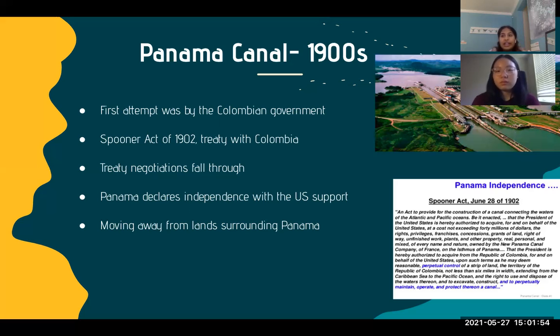After the construction of the canal, it was recognized as a feat made possible by the US, and because of this power, they came to the agreement not to take over any land surrounding Panama, even though they had the power to.